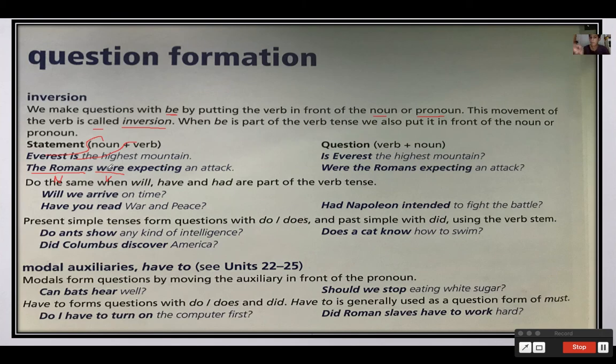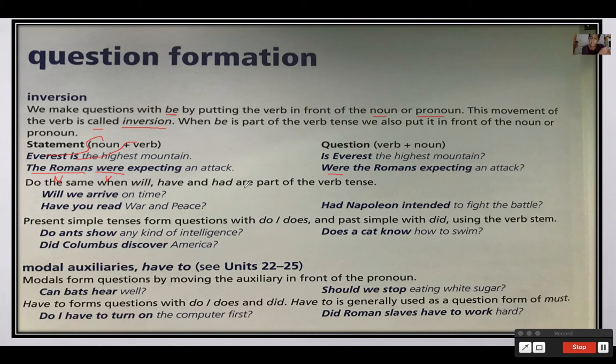Well, but when we are making a question, we have to write where at the beginning of the question to make the question correctly, right? So we have, where the Romans expected an attack? Were the Romans expecting an attack? Okay, inversion. First the verb and then the pronoun or noun. Then we do the same when will, have, and had are part of the verb tense.